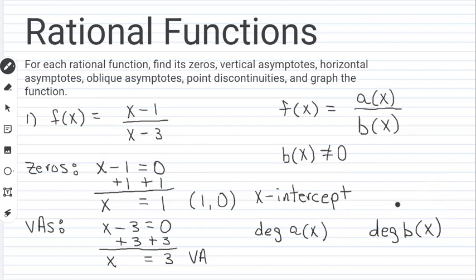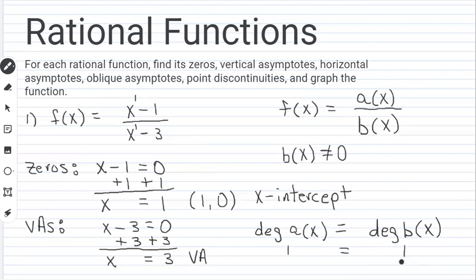Now the degree is just going to be the highest exponent. So we need to figure out what's the highest exponent on top and what's the highest exponent on the bottom. Well, the exponent for an x is just going to be 1. So we know that the degree of the top is going to be 1. We know that the degree of the bottom is also going to be 1. So it turns out that these 2 degrees are going to be equal.